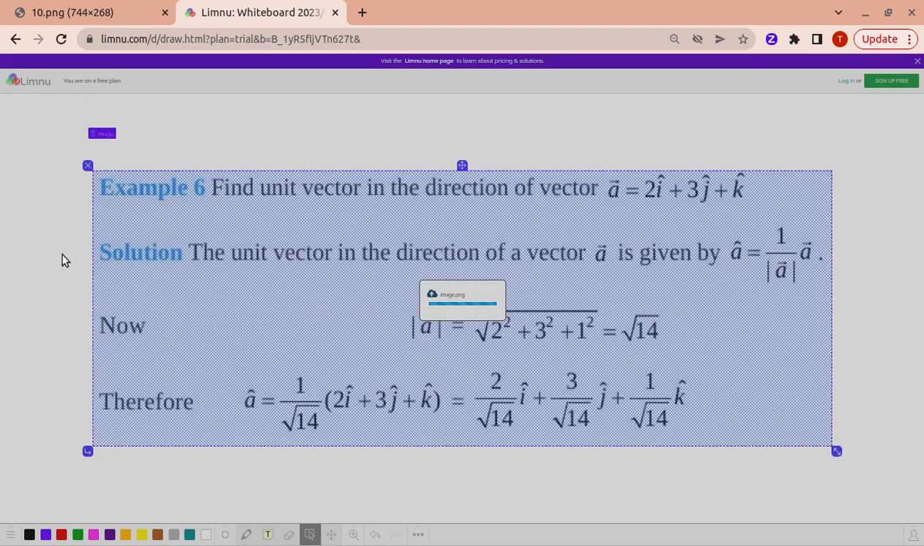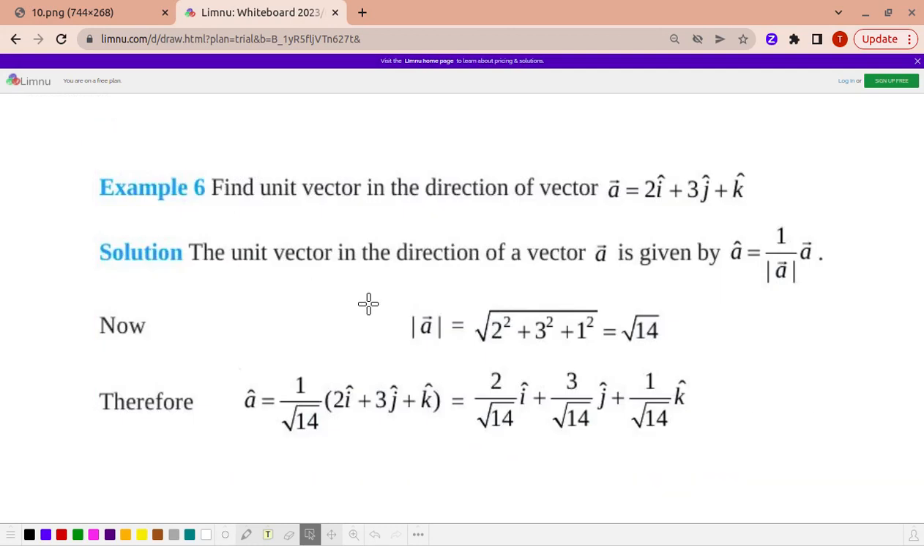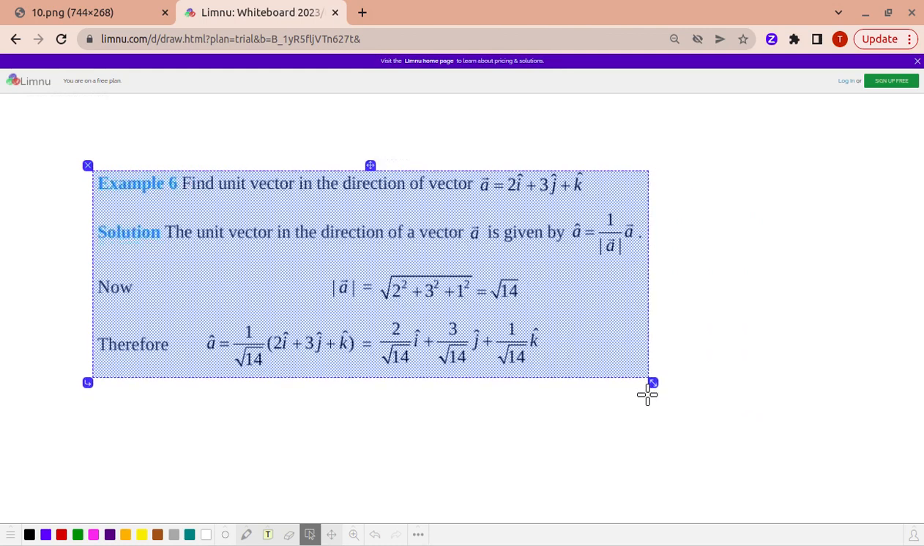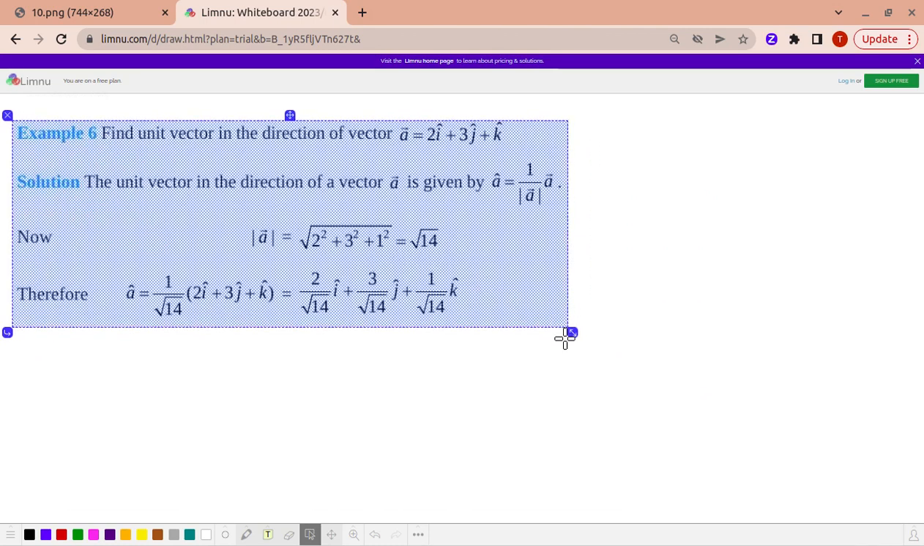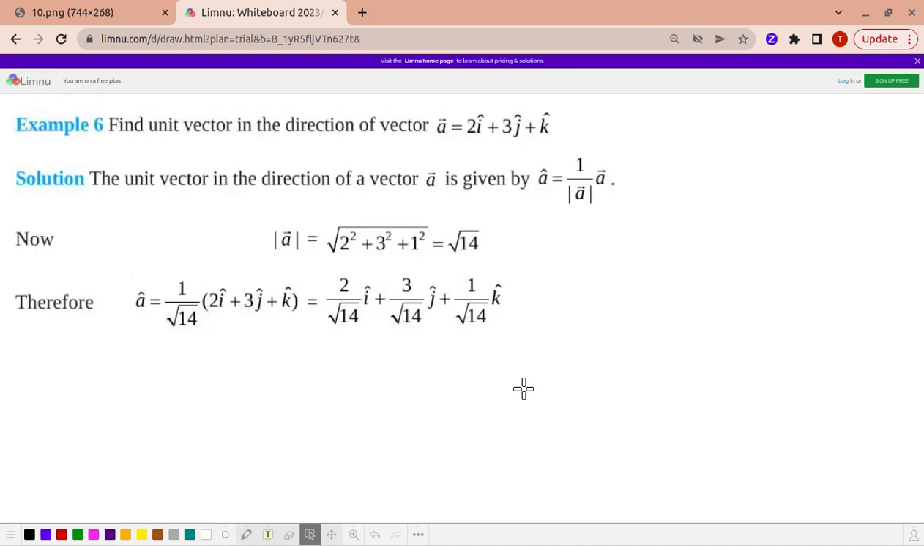Good question. These are very practical questions, and sometimes you need to find a unit vector in the direction of a general vector, which is represented in the component form. So very important one, please note it down. Very simple also. The question is: find the unit vector in the direction of the vector A, which is represented in the component form as 2i cap plus 3j cap plus k cap.